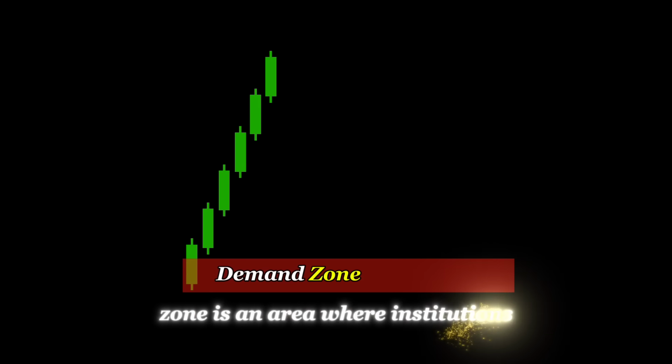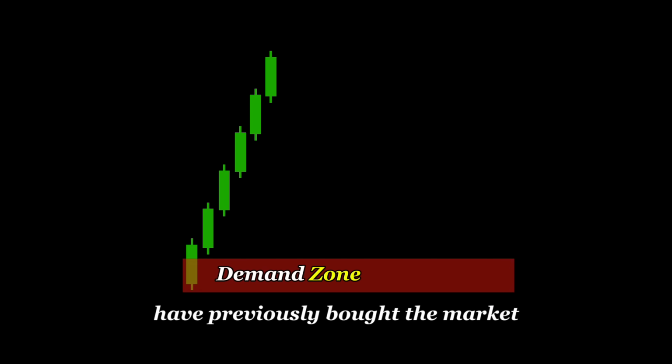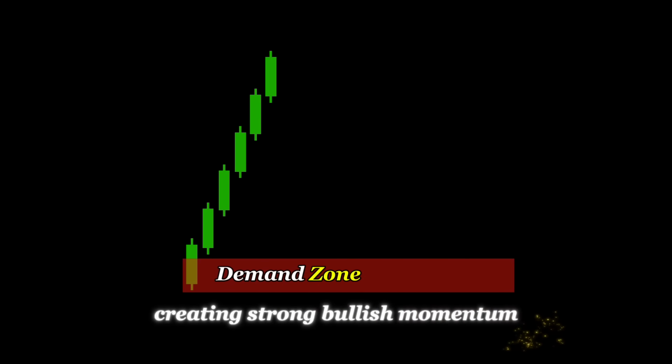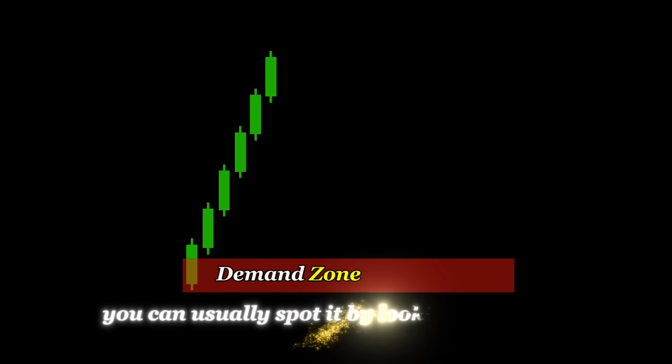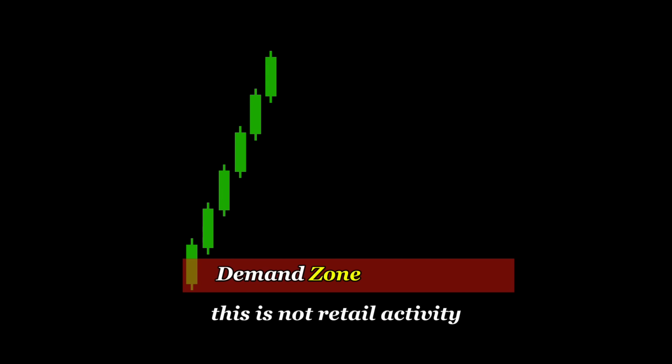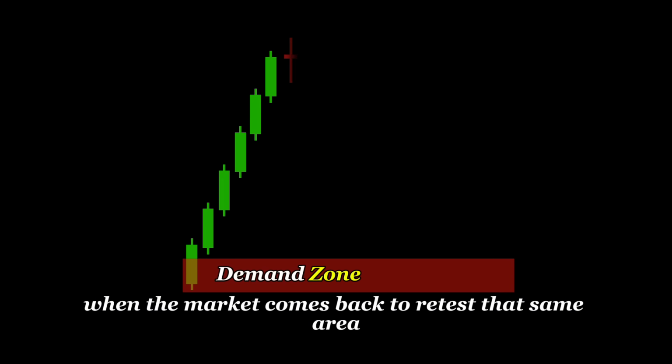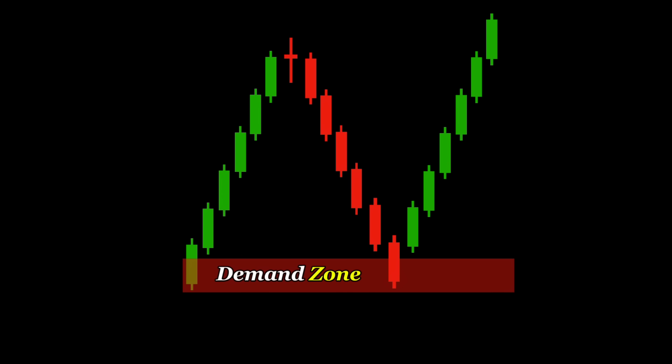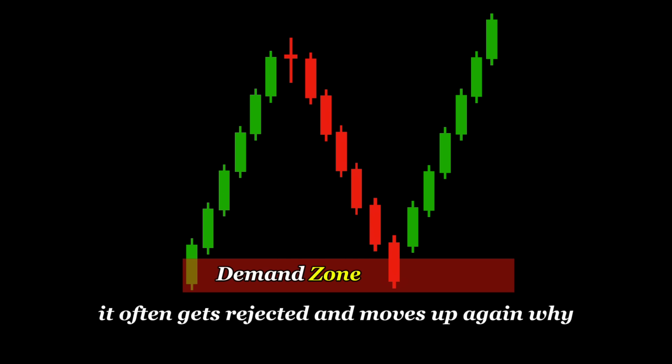A demand zone is an area where institutions have previously bought the market, creating strong bullish momentum. You can usually spot it by looking for strong, impulsive green candles moving away from a level. This is not retail activity. This is institutional buying pressure. Now here's the key idea. When the market comes back to retest that same area, it often gets rejected and moves up again.